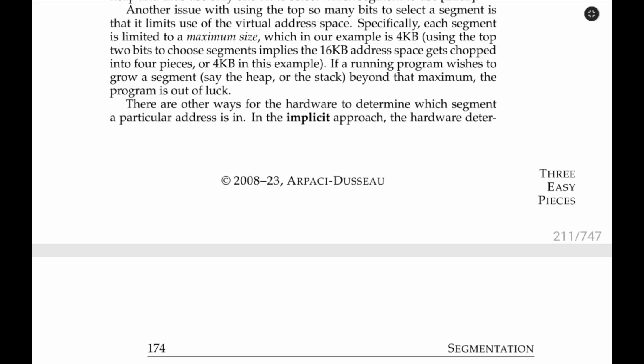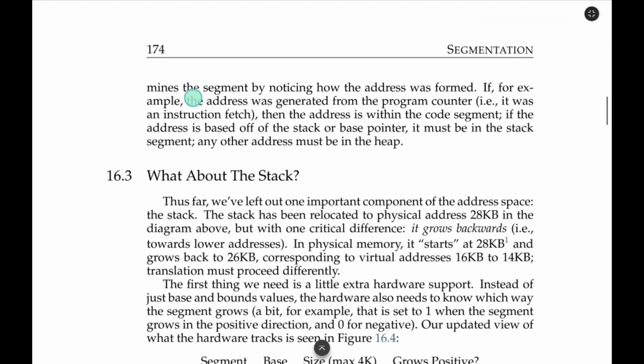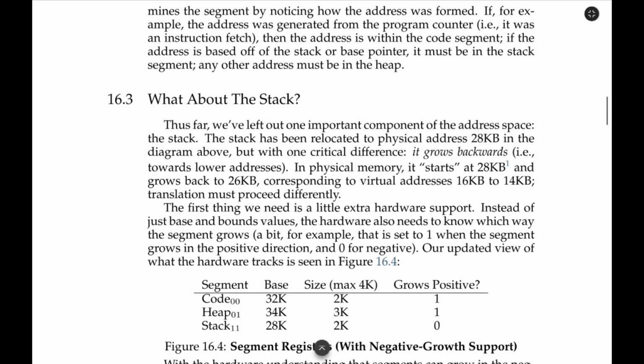There are other ways for the hardware to determine which segment a particular address is in. In the implicit approach, the hardware determines the segment by noticing how the address was formed. For example, if the address was generated from the program counter, that is, it was an instruction fetch, then the address is within the code segment. If the address is based off the stack or base pointer, it must be in the stack segment. Any other address must be in the heap.